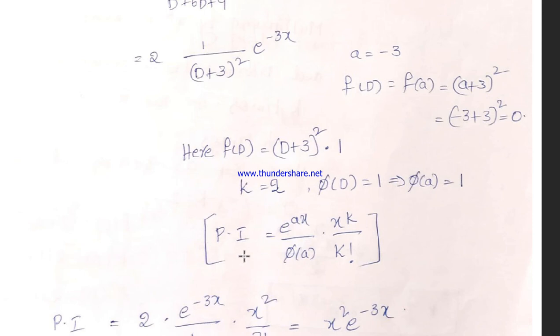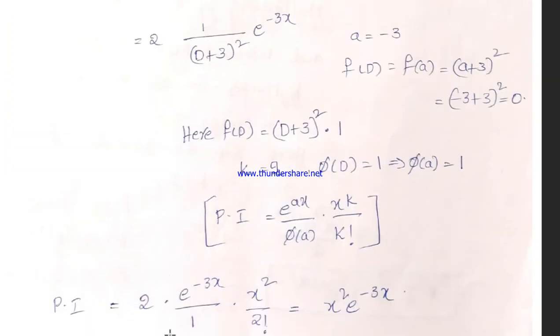Now write the formula for particular integral with f of D equal to D minus a whole power k into phi of D, if f of a is equal to 0. That is e power ax by phi of a into x power k by k factorial. Here already 2 is there, right? 2 into e power minus 3x, because a value is minus 3, e power minus 3x by phi of a value is 1 into x square by 2 factorial. K value is 2, so that's why x square by 2 factorial. 2 factorial value is 2, 2 cancels, and x square e power minus 3x is our required particular integral.